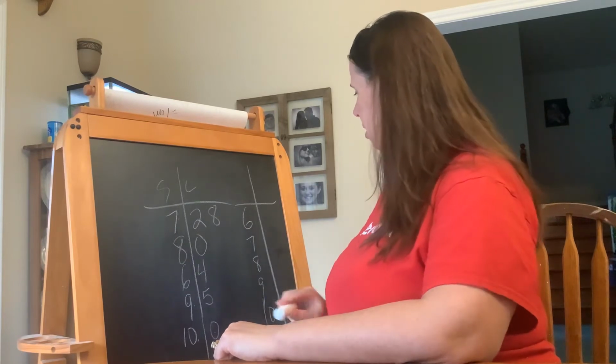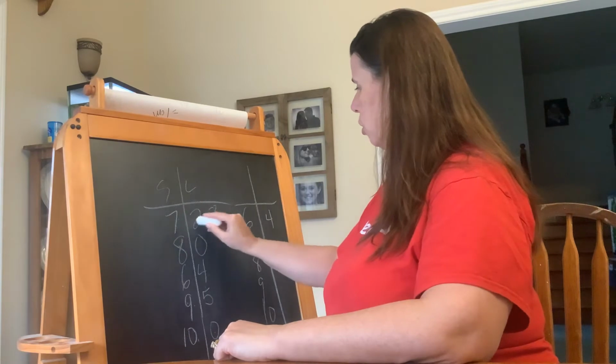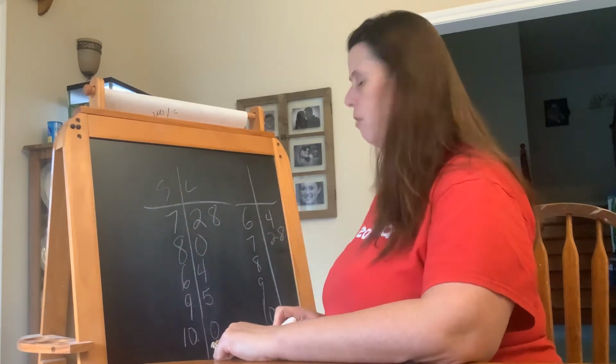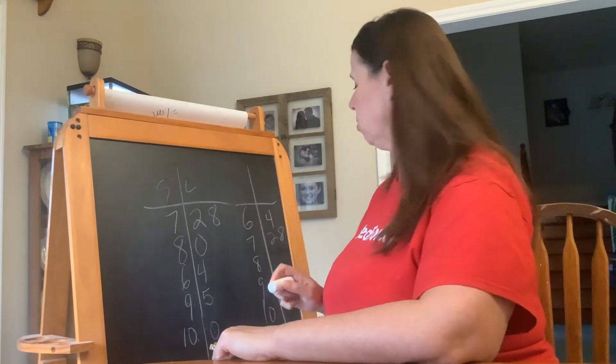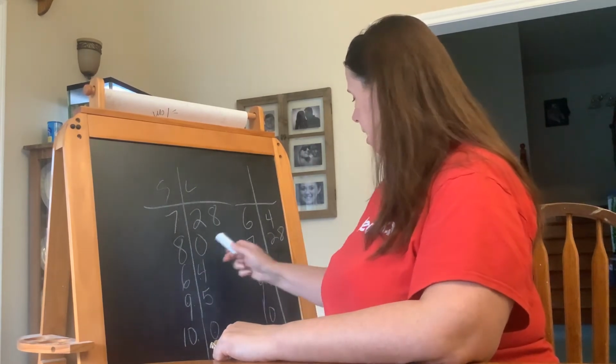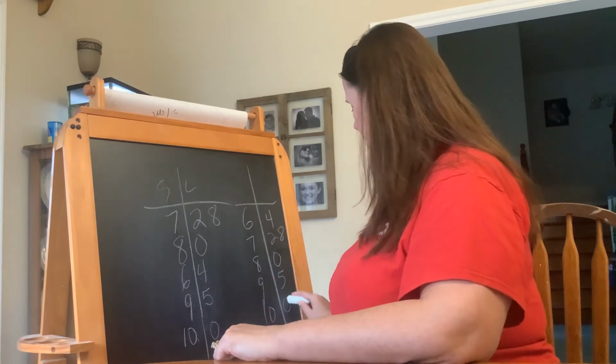Okay, so I'm good. With my 6, I have 4. With my 7, I have a 2 and an 8, and they are in order, so I can just copy them like that. If they weren't in order, you need to put them in order. Then 8, 80 gets the 0, 9 gets a 5, and 100 gets a 0.